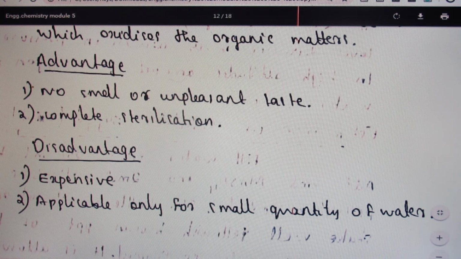So we discussed three different disinfection methods: chlorination, then UV radiation, and third one ozone.